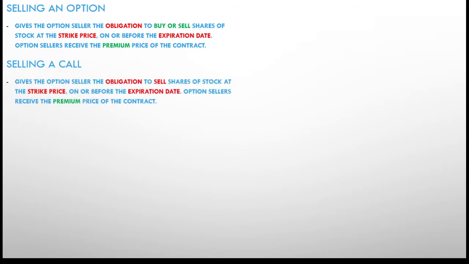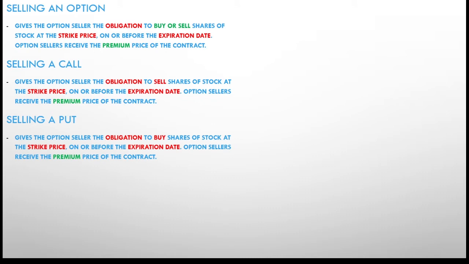Selling an option gives the option seller the obligation to either buy or sell shares of stock at the strike price, on or before the expiration date. The option seller receives the premium up front for taking on the risk of that obligation. You have the ability to sell a call, which gives you the obligation to sell shares at the strike price, on or before the expiration date, receiving the premium. And then there's selling a put, which gives you the obligation to buy shares at the strike price, on or before the expiration date, receiving the premium.